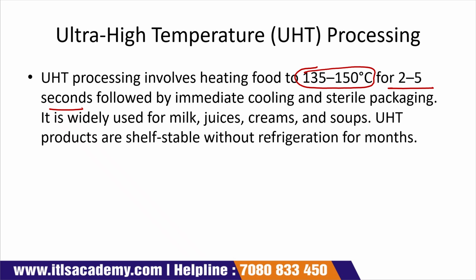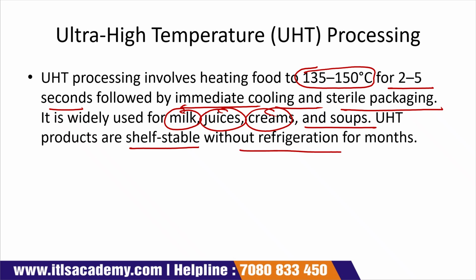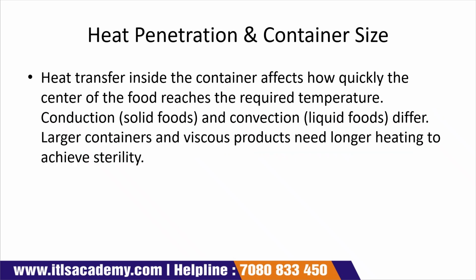So in the UHT process, what we have to do is heat the food product at a very high temperature, around 135 to 150 degrees Celsius for 2 to 5 seconds. Then we perform immediate cooling and sterile packaging, and it is widely used for milk, juices, creams and soup. UHT processed products are shelf stable without any refrigeration for a month. If we have a UHT processed food product, then we can keep it at room temperature even for a month.